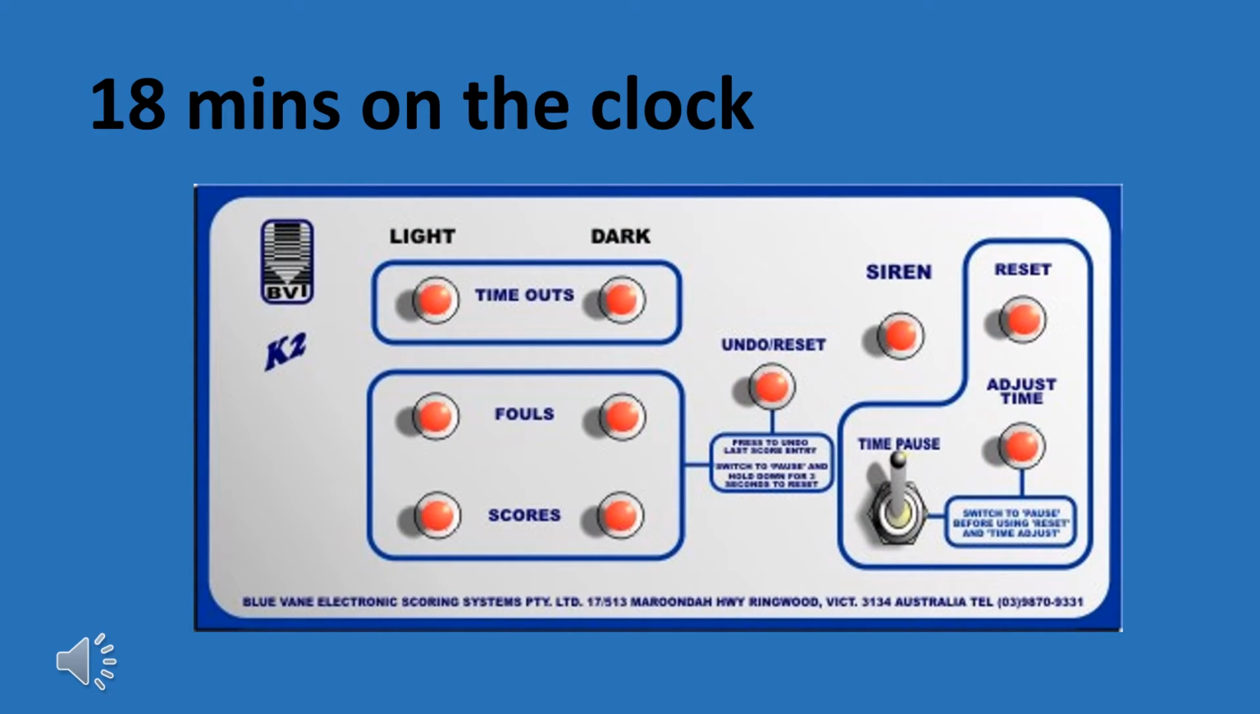The second thing to do is to set up the time for the first half of the game. For most APS games, except the firsts, we're playing 18-minute halves. The referee usually sets up the time, but if not, you simply make sure the clock is switched off, then press the reset button, which will automatically show 20 minutes, and then you press the adjust time button to display 18 minutes.